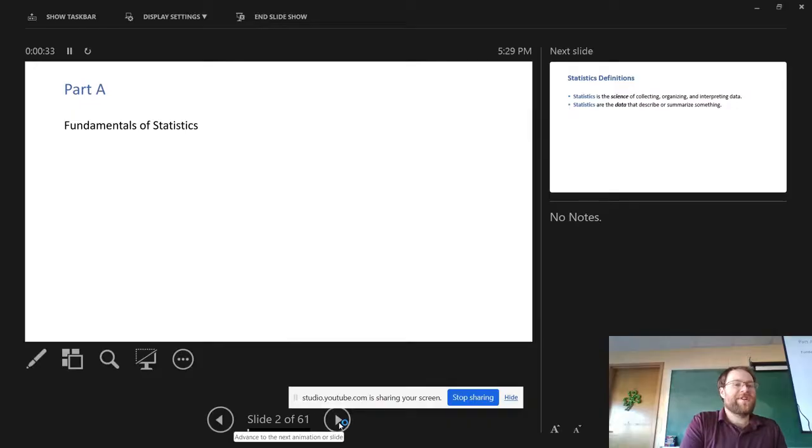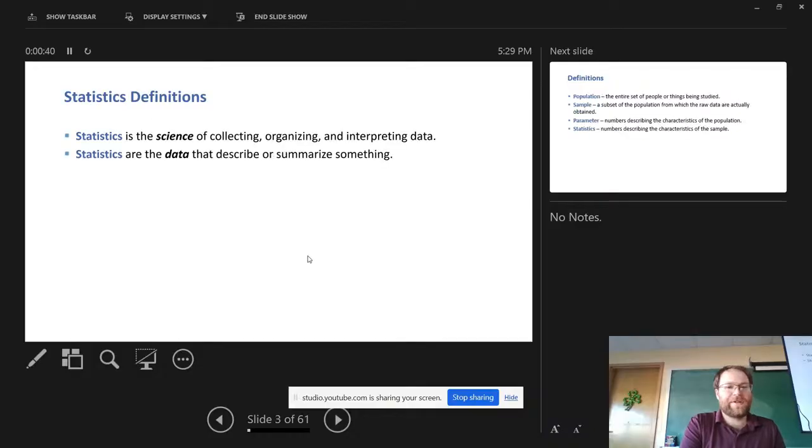But essentially what stats is, if my slide will cooperate with me, the science of collecting, organizing, and interpreting data, or using data to describe or summarize something. So basically looking at a situation and figuring out information about what the situation is or what it can tell you.